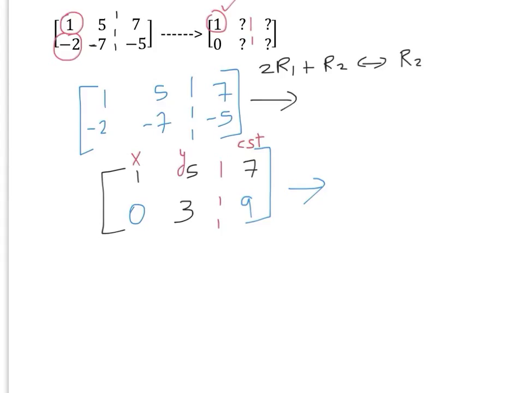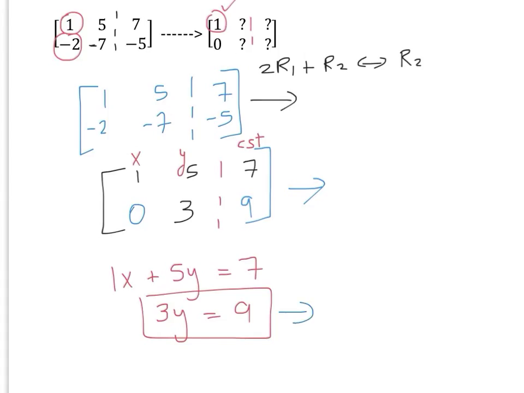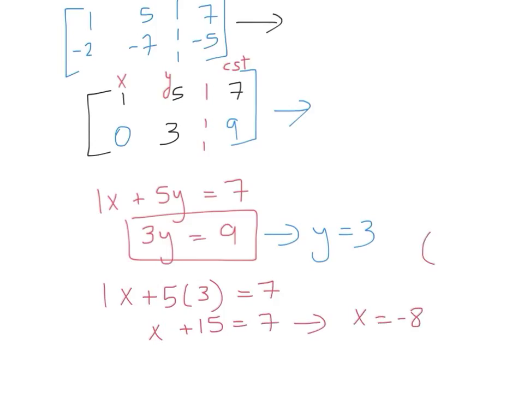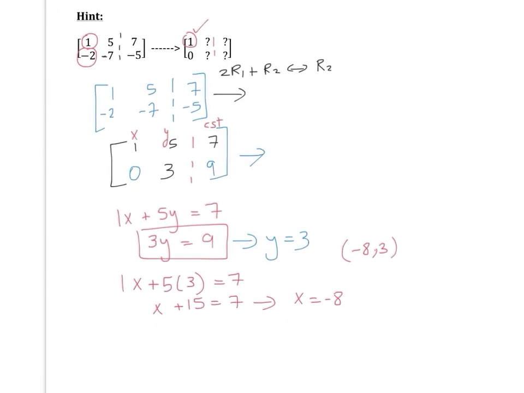And that shows me that 1x plus 5y is equal to 7. And 0x, I don't have to write that down, plus 3y equals 9. Now from the second equation, I can get y to be equal to 3. Now if I plug 3 for y, I will get my x. So x plus 15 equals 7. X is equal to negative 8. And that's my solution, negative 8, 3. And that's how you solve a system of two equations using the Gaussian method.